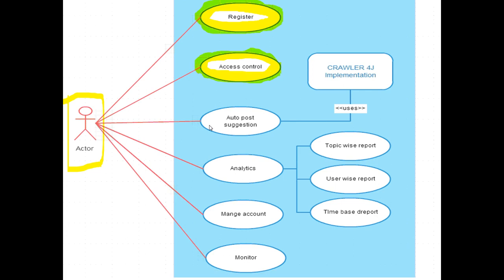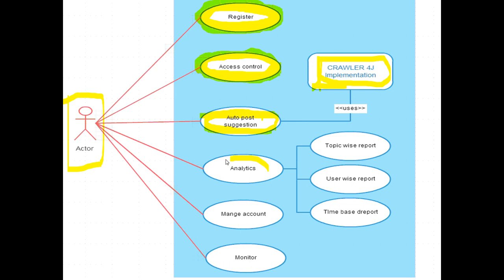Then the user will be able to access the auto post suggestion. This component is where the user will type a question. We will be using the Crawler4J implementation and JSON implementation, and we will crawl all the available posts and show the matching posts, where the answers to that question could be found, as a result.